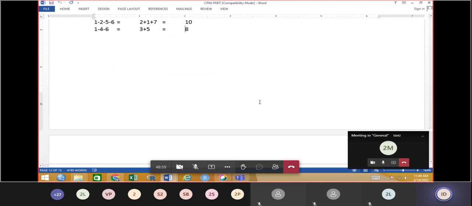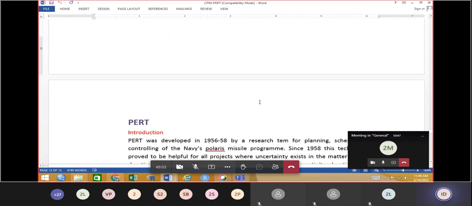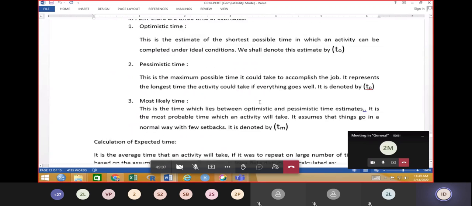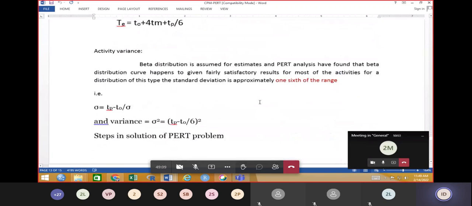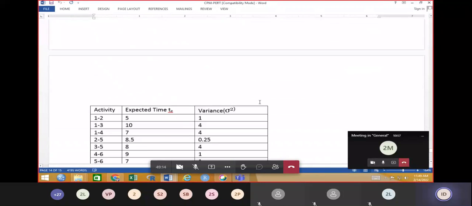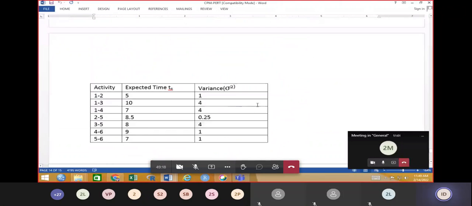Now I will share this after completion of PERT. One more lecture is required for finishing PERT. Yes, one more lecture. So in the next lecture I will finish PERT.